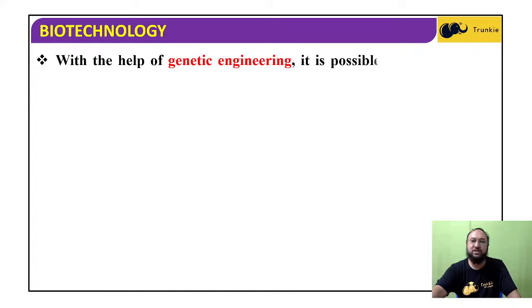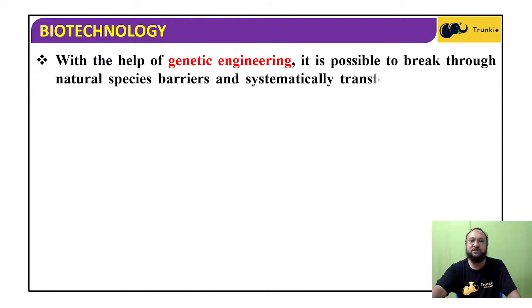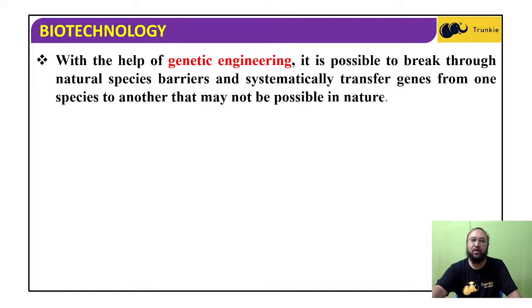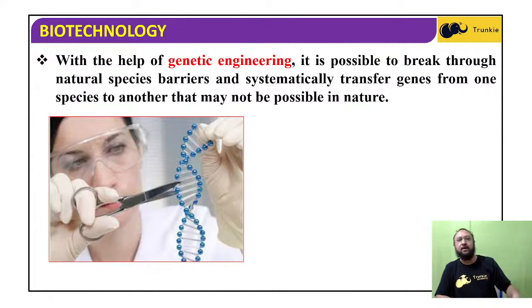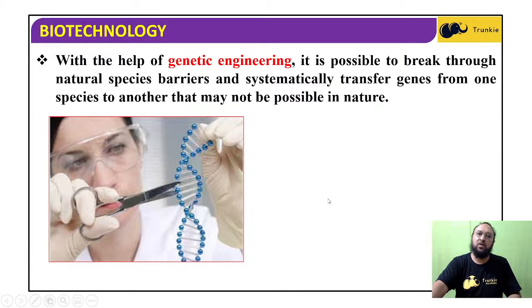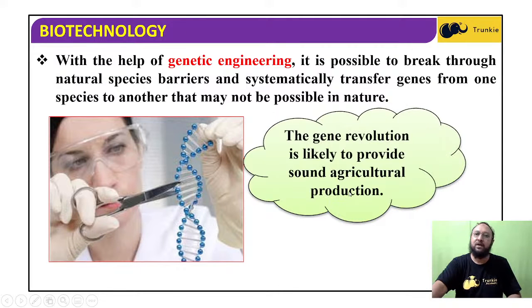With the help of genetic engineering, it is possible to break through natural species barriers and systematically transfer genes from one species to another, which is not possible in nature. Naturally, one gene will not be transferred to another species, but that was made possible with genetic engineering. We cut out one gene or DNA sequence from the DNA molecule, integrate it with the plasmid of the bacteria, then design and clone it, and then insert it into the host for the desired trait.